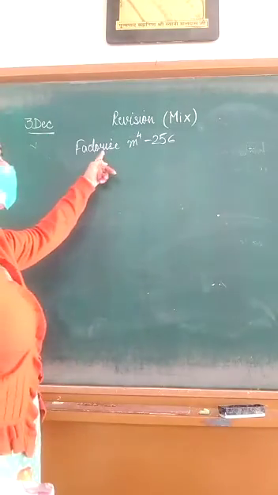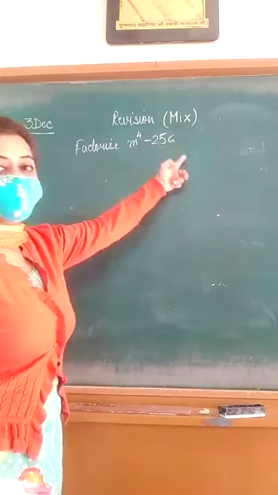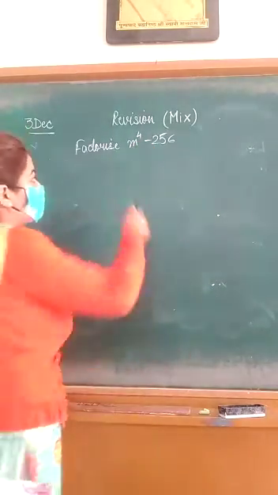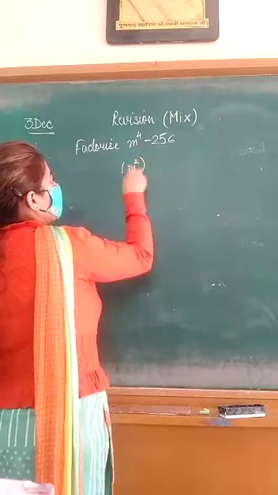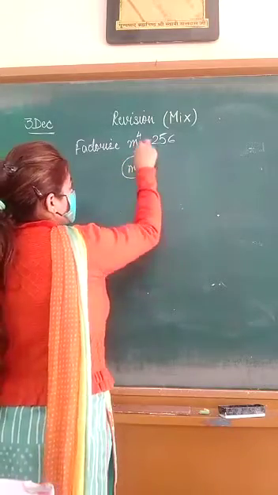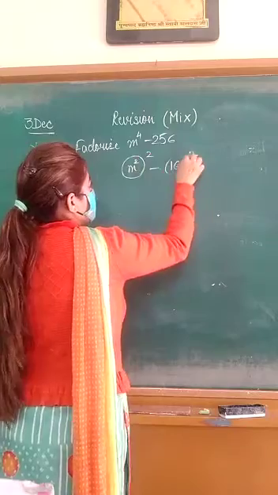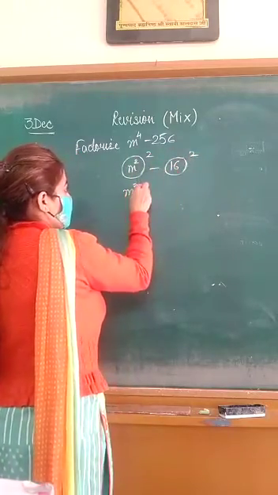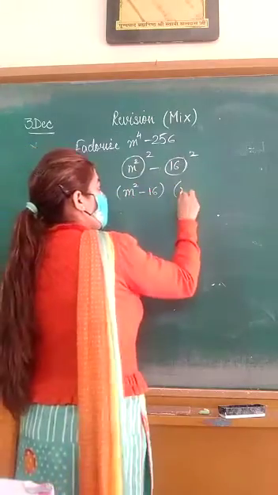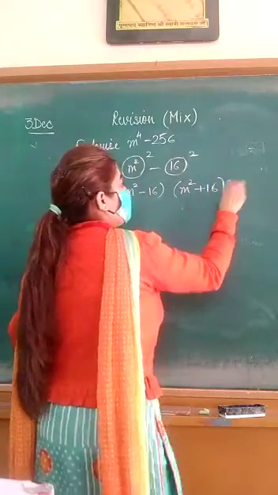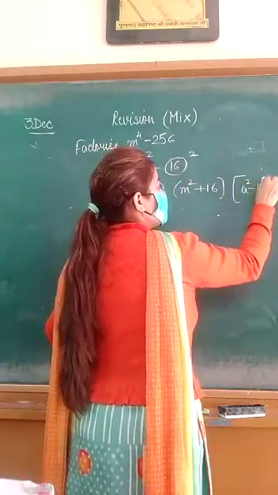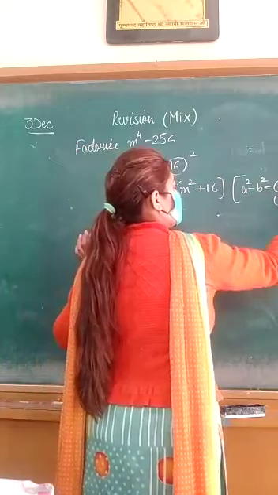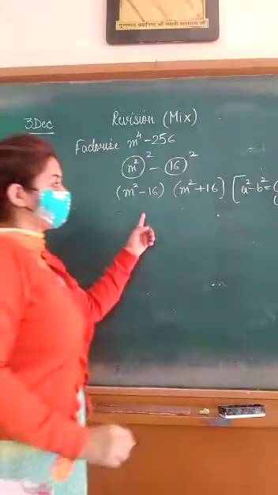Now the next question is to factorize this: m raised to power 4 minus 256. Now, as I have already told you, whenever power 4 is given, you have to break it up in the form of 2 into 2. Now, this is your a square and this is your b square. This is your a and this is your b. A square minus b square is (a minus b)(a plus b). And you will write the formula in the bracket. A square minus b square is (a plus b)(a minus b). That we have already written here.